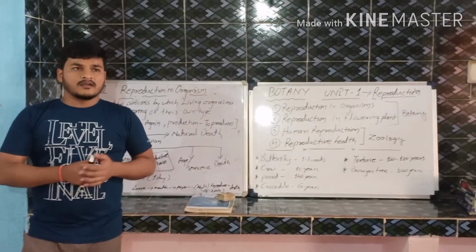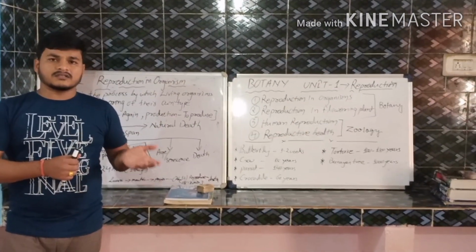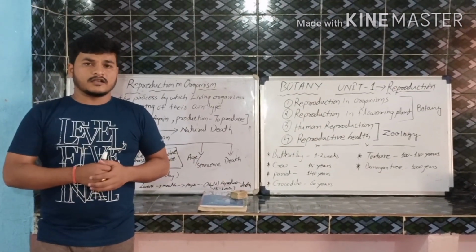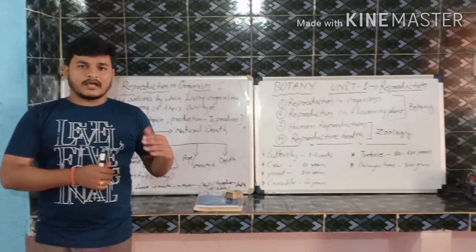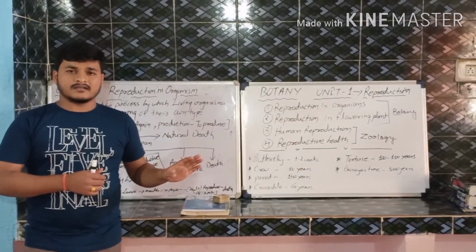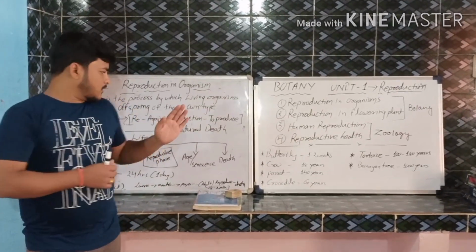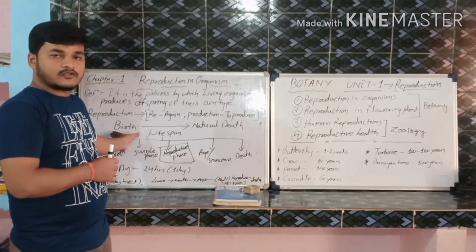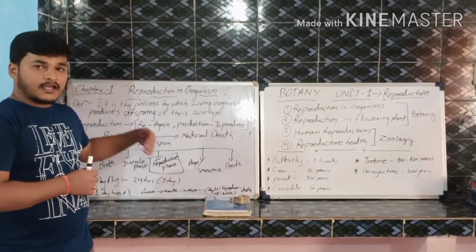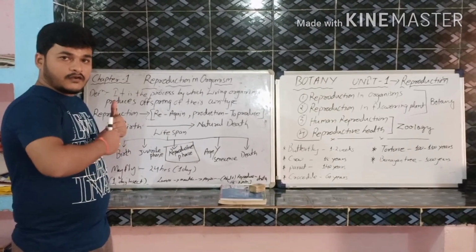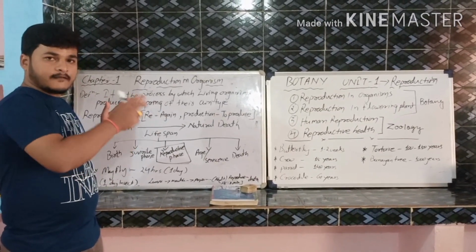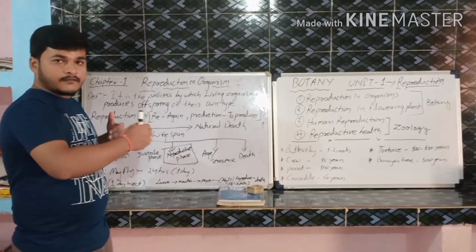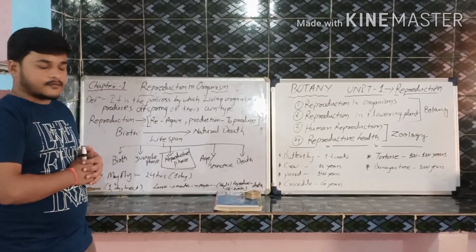So if we study plants, unicellular organisms, multicellular organisms, human beings, birds, animals, they all consist of a number of stages. The first stage is the birth stage and the last stage is the death stage. The gap between birth and death is known as the lifespan. The duration between birth and death is the lifespan.